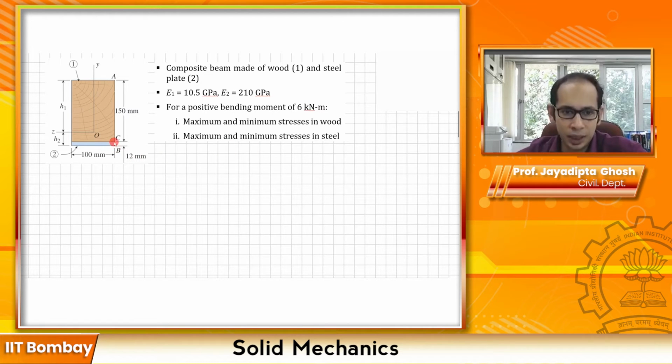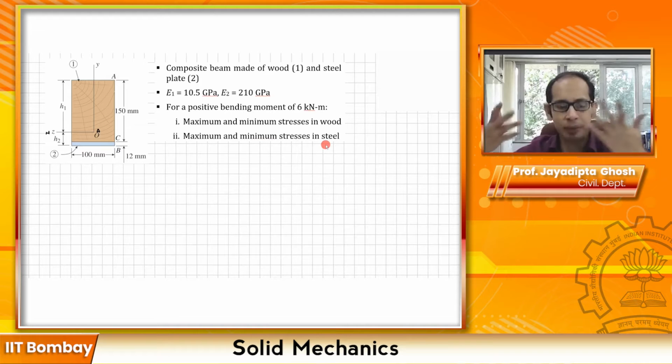So for the steel, as you can tell, if this is the neutral axis over here, then along that particular line and below it, the whole beam will be in tension. So both the maximum and the minimum stresses in steel will be in tension, right?